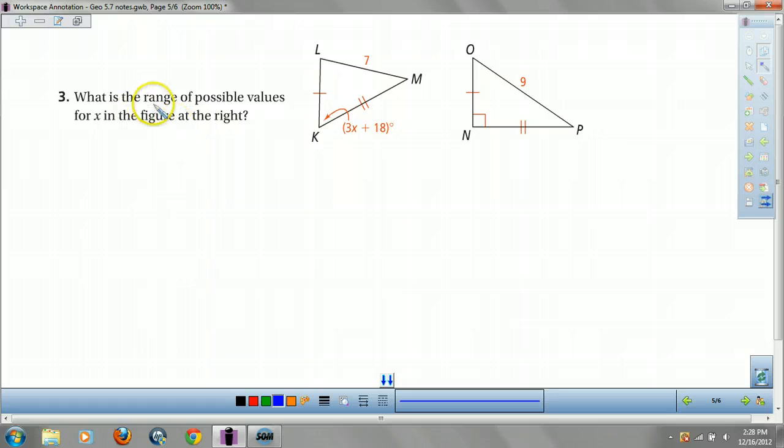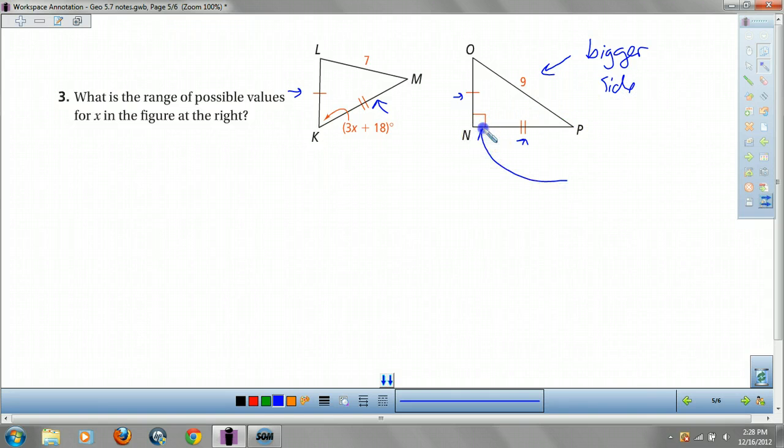Okay. What is the range of possible values for x in the figure at the right? These two sides are congruent. These two sides are congruent. This is the bigger side, right? So this is going to be the bigger angle. And it's 90 degrees, right? So that means the measure of angle K is going to be less than the measure of angle N, right?